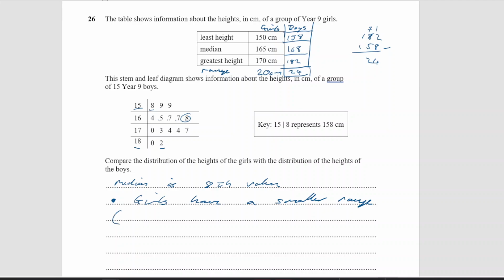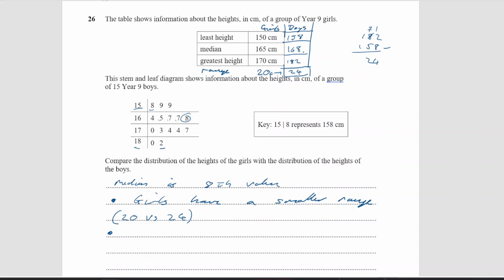And in my statement, I tend to state what the two are. So 20 versus 24. That's my first statement. The opposite statement is also true. Boys have a larger range. That would be fine as well.